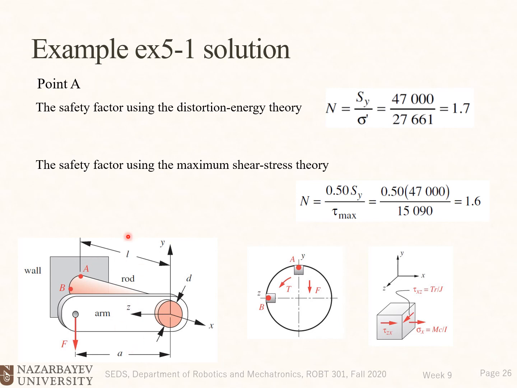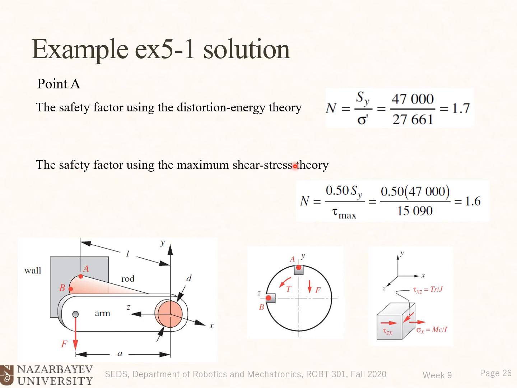Okay, so again, we are still at point A. The safety factor using the distortion energy theory, or von Mises, will be N equals Sy, the yield strength, divided by sigma prime. We have both of these values. Sy was given as a material property. Sigma prime we already calculated, and it comes to 1.7. So the part is safe under this external load. Why? Because the safety factor is more than one. It means that we are inside the von Mises ellipse.